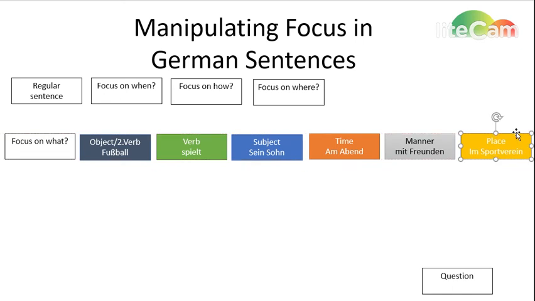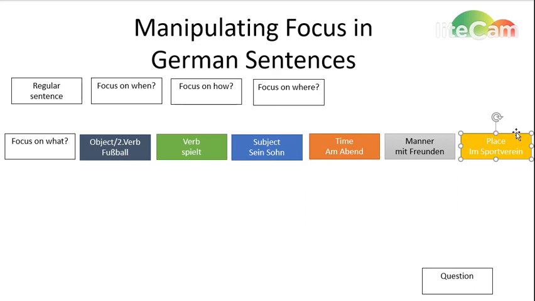Verb and subject, they have the inverted word order, and you'll hear me refer to inverted word order. And what I'm doing is I'm referring to the verb and the subject being inverted. It's not a normal position where you have subject verb, but rather verb subject. So now you have Fußball spielt sein Sohn am Abend mit Freunden im Sportverein. So football plays his son, in the evening with friends in the sporting club.